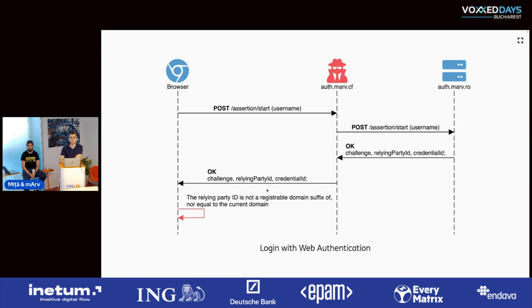If the evil machine is going to also change the relying party ID, the metadata, then the browser will still stop the process, because the public key-based credentials are also scoped to a specific domain. So I'm trying to authenticate on authmark.ro. I don't have any credentials on the .cf domain, and the browser will see that there is no way for me to solve this challenge. Then the authentication will stop at the front end side.